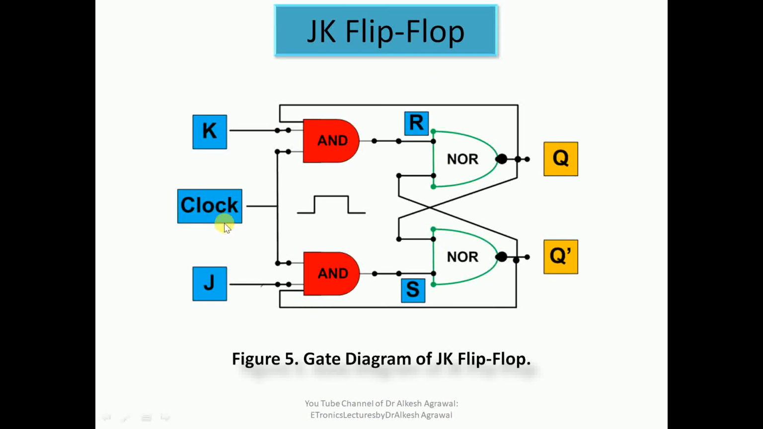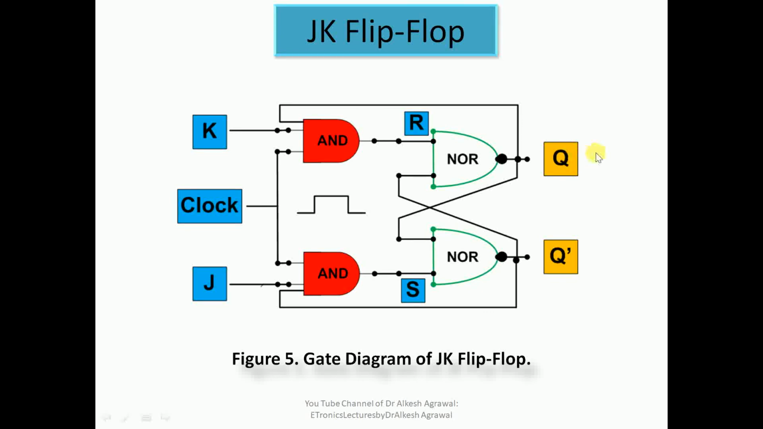So you see when J is 0 means S is 0, and when K is 0 means this input is 0. So the next state is the same as the previous state. But the important thing is when J is 1 and K is 1, and the clock is activated, it will toggle. That is, if Q is 1, it will switch to 0, and if Q is 0, it will switch to 1.